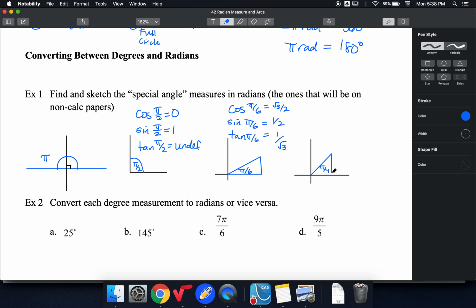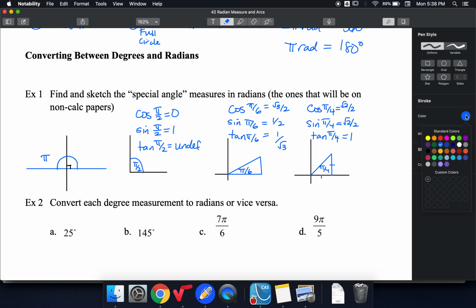I know in this case I have equal sides, so adjacent and opposite are the same. So cosine of pi over 4 is my equal side, √2 over 2. Sine of pi over 4 is my equal side, √2 over 2. Tangent of pi over 4, opposite and adjacent are the same. That's a ratio of 1.